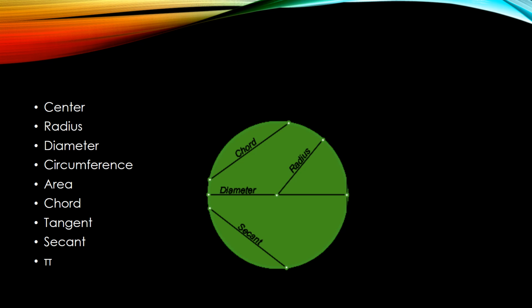Pi. In any circle, if you divide the circumference, the distance around the circle, by its diameter, the distance across the circle, you always get the same number. The number is called pi and it's approximately 3.142.